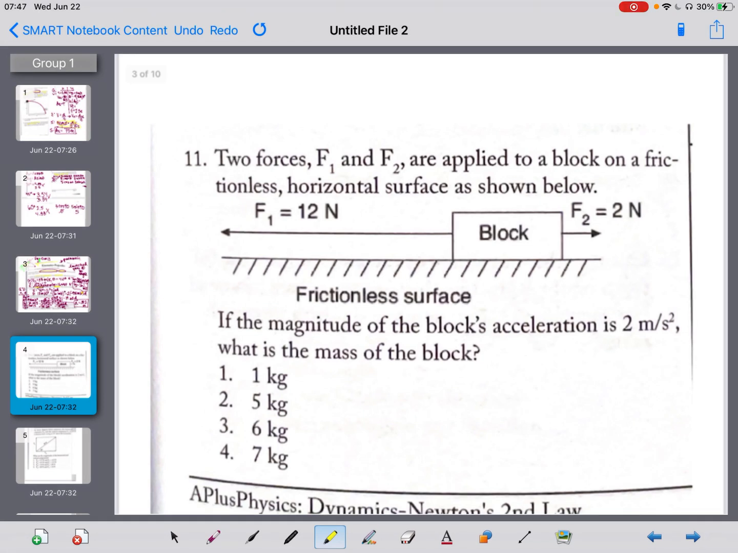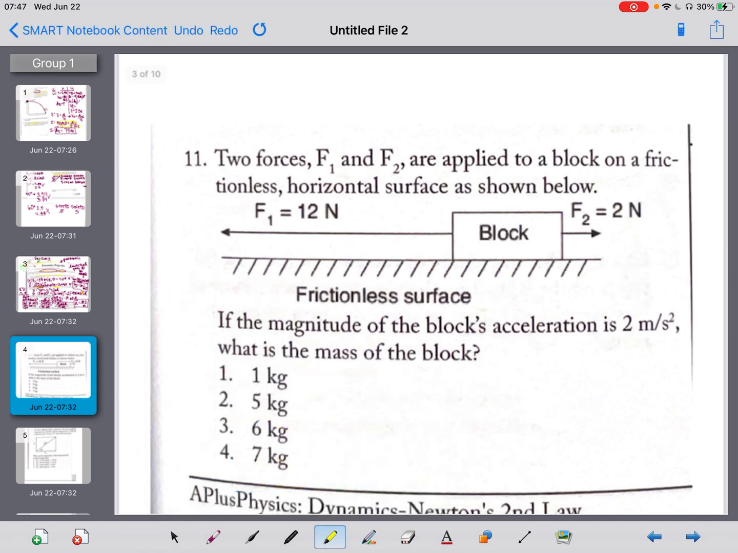All right, so we've actually seen a lot of these problems when we did forces, so it's good to refresh. It says two forces, F1 and F2, are applied to a box on a frictionless horizontal surface as shown below. If you look at that diagram, you know you have a frictionless surface. It literally tells you in the question, and it also tells you on the diagram. You have a block. You have F2, the second force, going to the right, which is 2 newtons, and you have F1 going to the left, which is 12 newtons, okay?